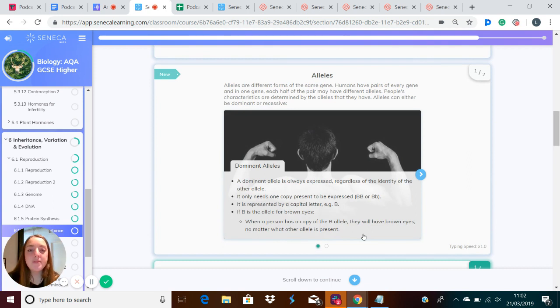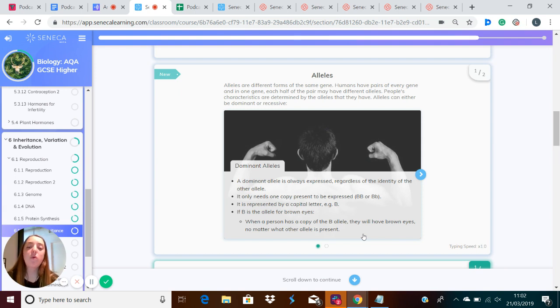Alleles are different forms of the same gene. Humans have pairs of every gene, and in one gene, each half of the pair may have different alleles. People's characteristics are determined by the alleles that they have, and these alleles can either be dominant or recessive. A dominant allele is always expressed regardless of the identity of the other allele, so you only need one copy of a dominant allele for it to be expressed. When we write these down, we write them in capital letters.